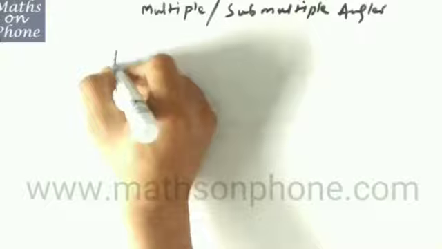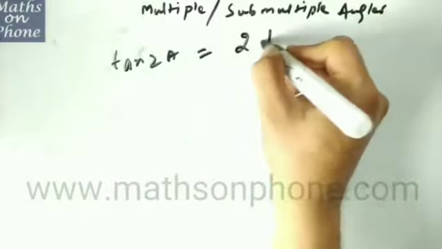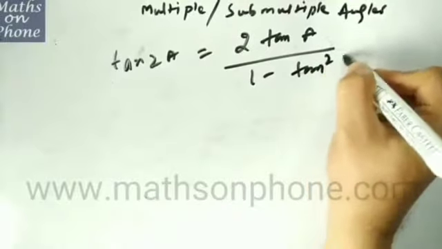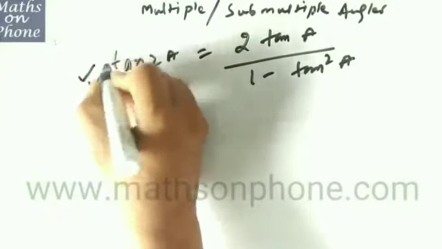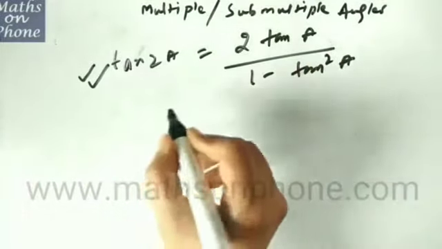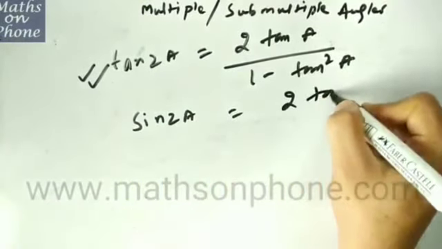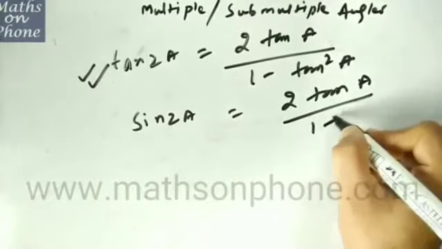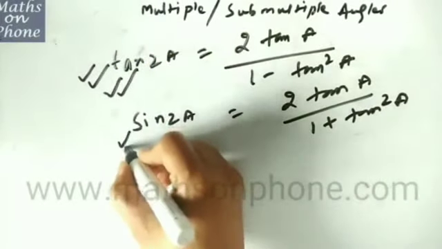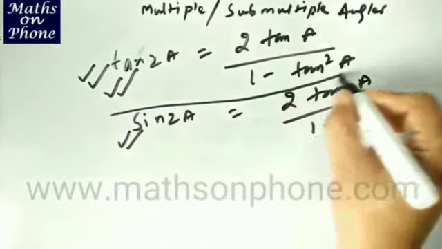Furthermore, you see tan 2A is equal to 2 tan A by 1 minus tan square A. I have seen that people get confused. In cos 2A, it is 1 minus tan square A by 1 plus tan square A. Sine 2A in terms of tan is 2 tan A by 1 plus tan square A. So never get confused with tan 2A and sine 2A. That means sine 2A can be represented in terms of tan. Here also this is very important.